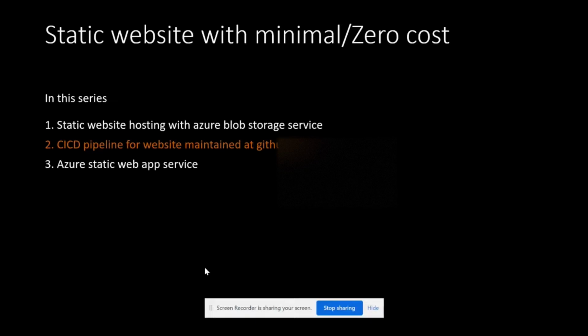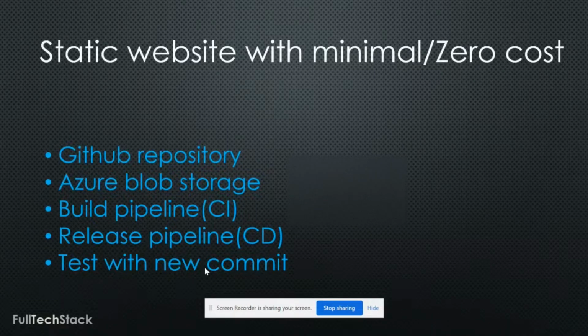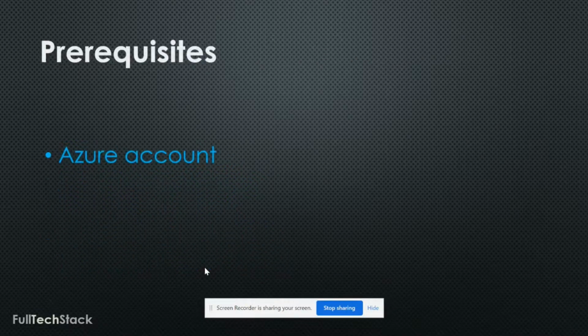So let's start. In this video, we will look into the GitHub repository. Then we will create an Azure storage account. In that, we will create a blob container. Then we will create one build pipeline, then a release pipeline, and after that, we will test this pipeline with a new commit. The prerequisite is that we have an Azure account.